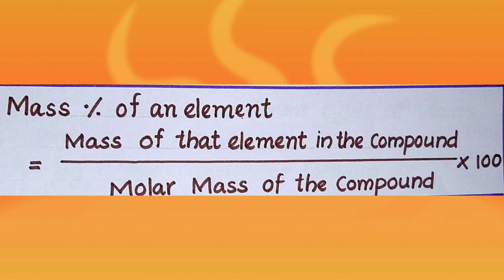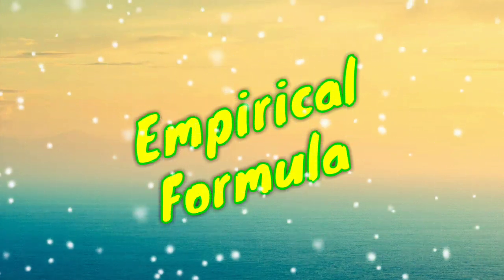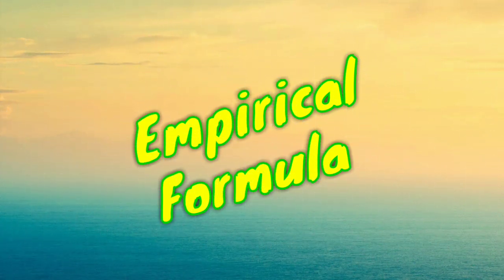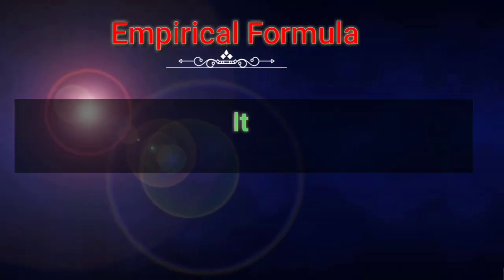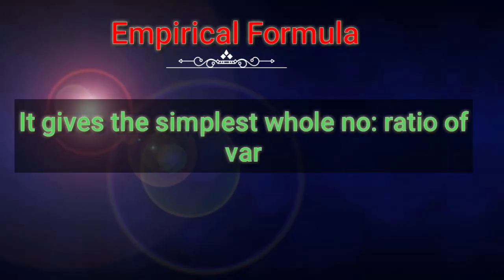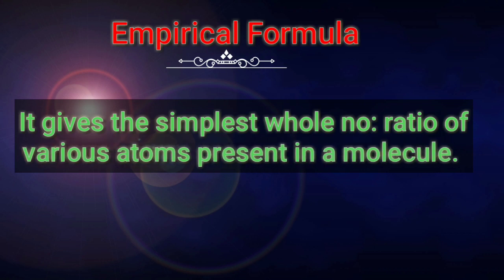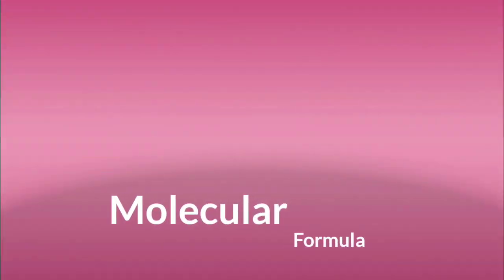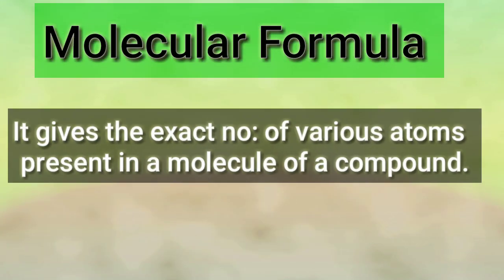Next, we studied about empirical formula. What do you mean by empirical formula? It is the simplest whole number ratio of various atoms present in a molecule of a compound. Next, we studied about molecular formula. What do you mean by molecular formula? It gives the exact number of various atoms present in a molecule of a compound.